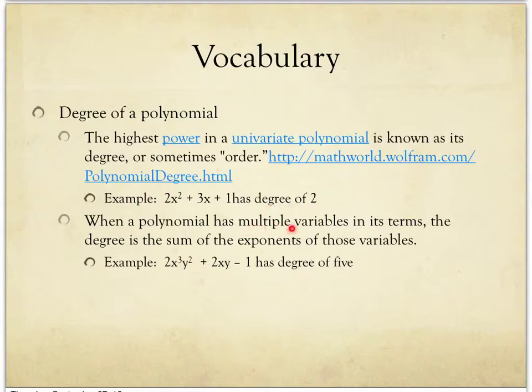Now, when a polynomial has multiple variables in its terms, the degree is the sum of the exponents of those variables. So look here, we have 2x cubed y squared plus 2xy minus 1. If we look at this first term here, x cubed times y squared is going to have a degree of 5 because we add these exponents together to get the degree, okay? And now when we're writing about polynomials, we're always going to put the highest degree to the left and then work our way down. A lot of people also like to organize them alphabetically with x's coming before y's and such.